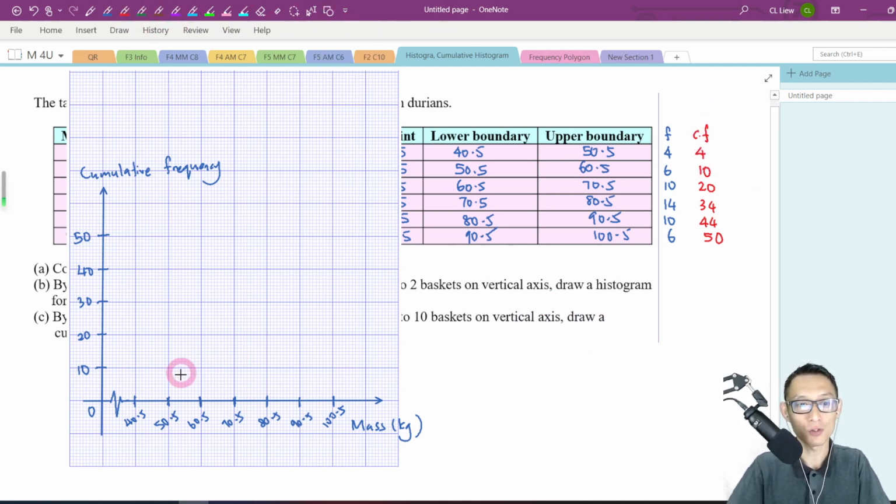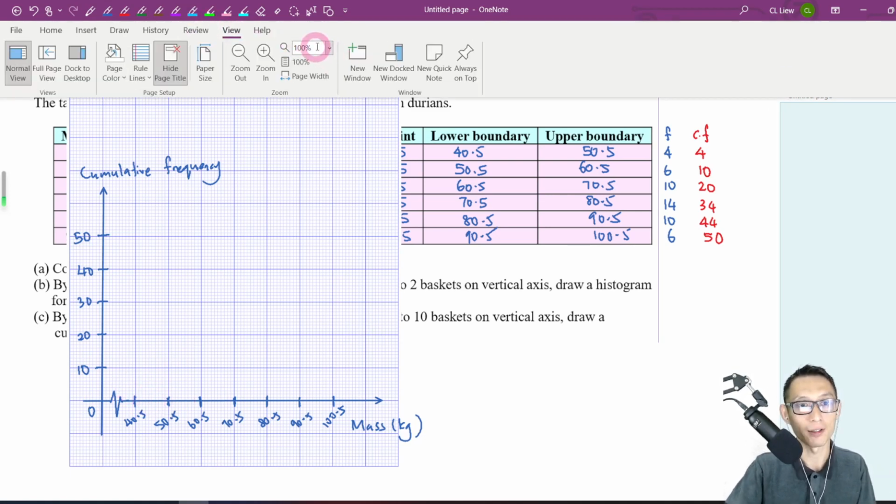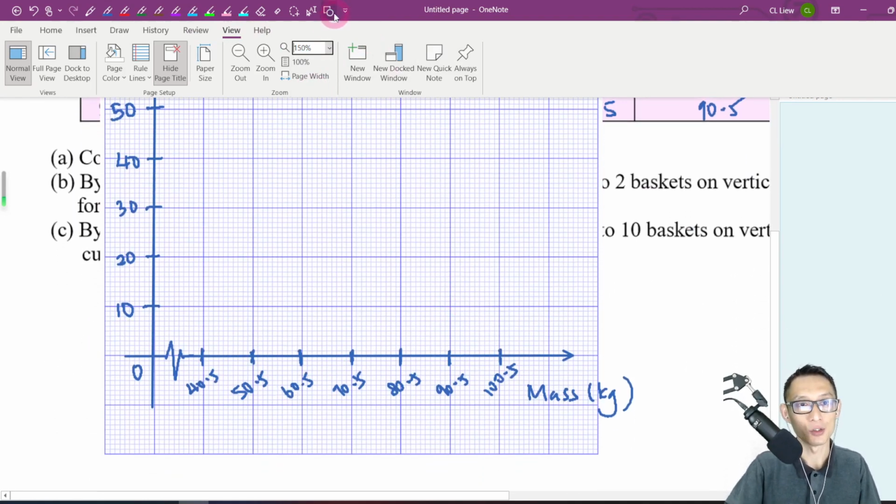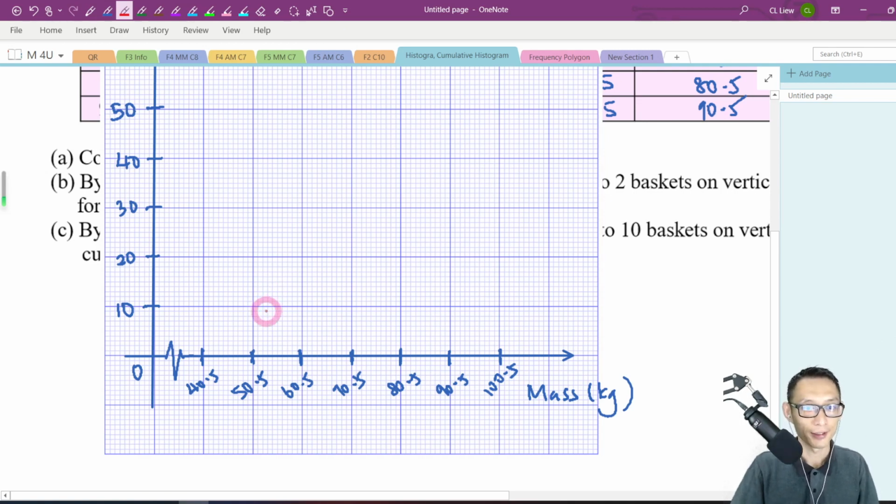For the first class interval, it's still the same, 4, but now it will be a little harder because you need to calculate. 10 small grids give you 10, which means one small grid is 1, so we need 4. Let me enlarge it because it's too small and hard to see. So the first one is 4: 1, 2, 3, 4. And the second one is 10, so it will be here.